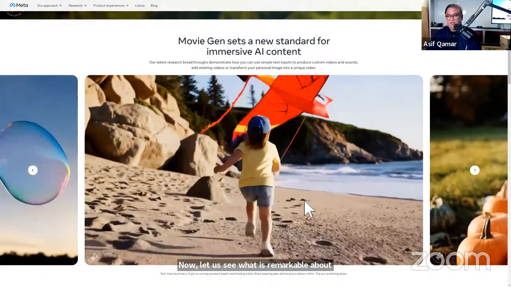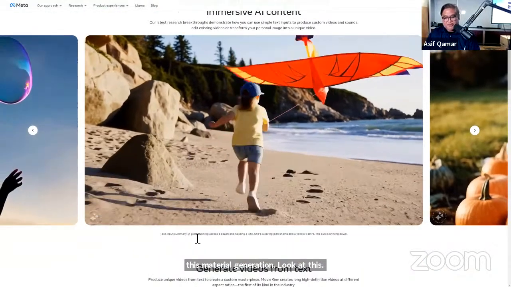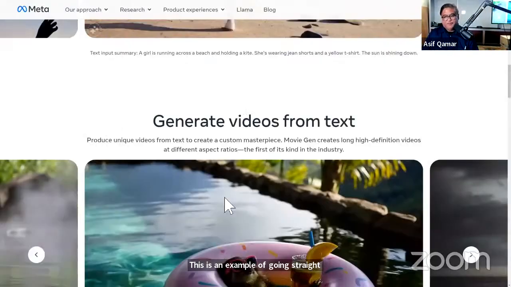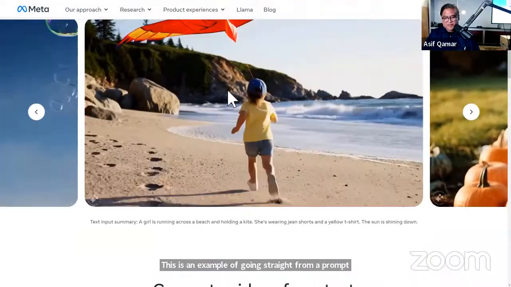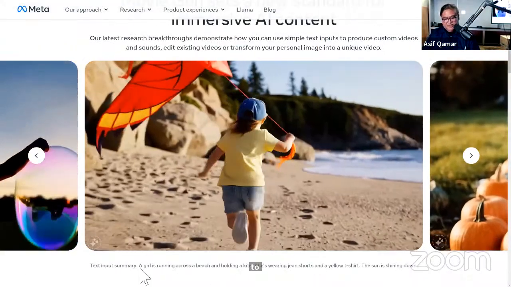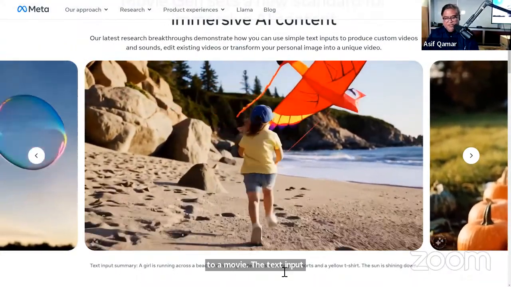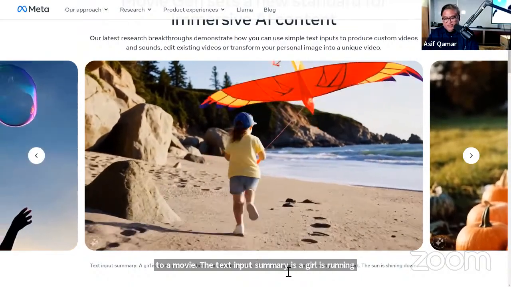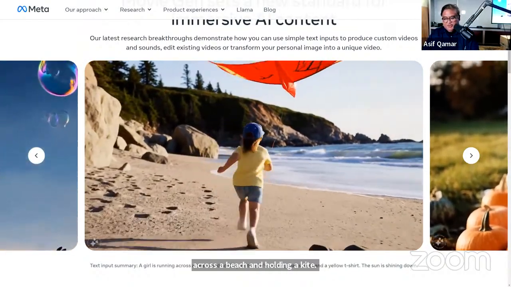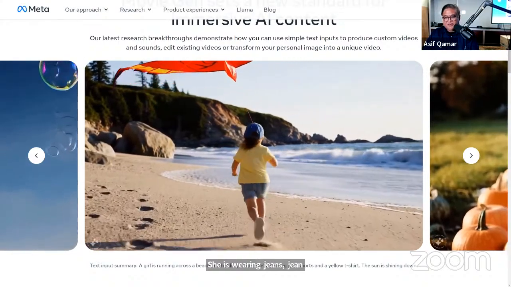Look at this. This is an example of going straight from a prompt to a movie. The text input summary is, a girl is running across a beach and holding a kite. She is wearing jean shorts and a yellow t-shirt. The sun is shining down.